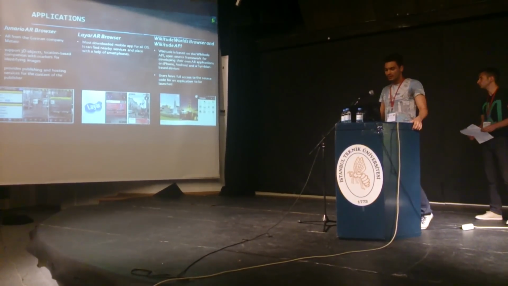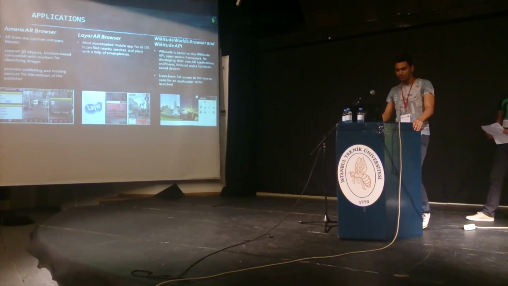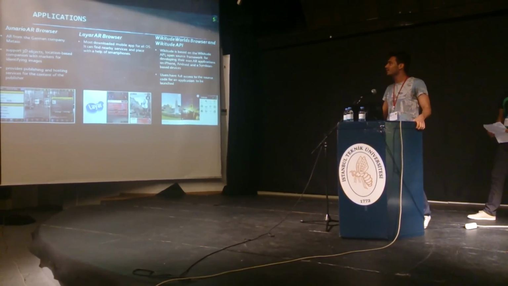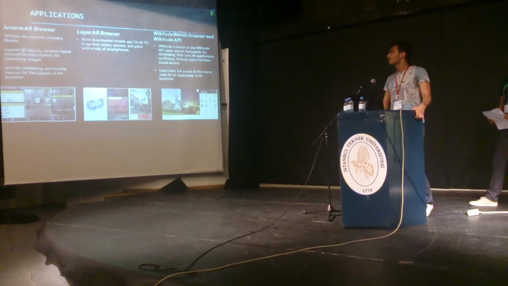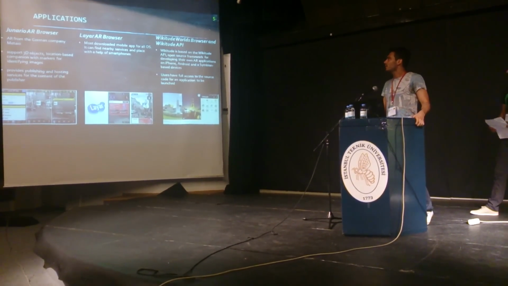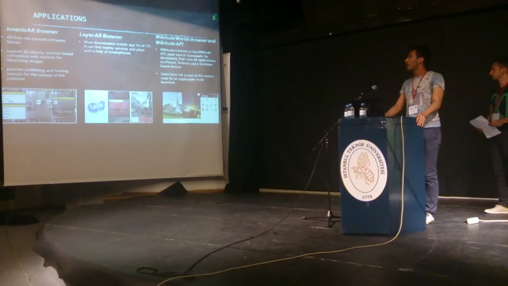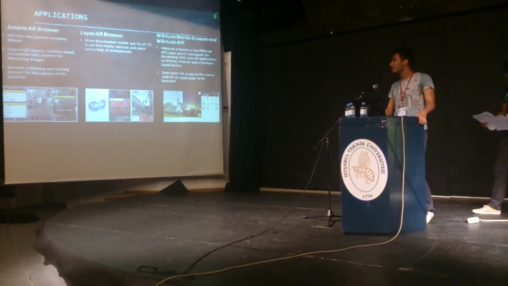It supports 3D objects, location-based content, markers for identifying images, and it provides publishing and posting services for the content of the publisher. The second one is Layar. It's very similar to Junaio, so it has the same characteristics.